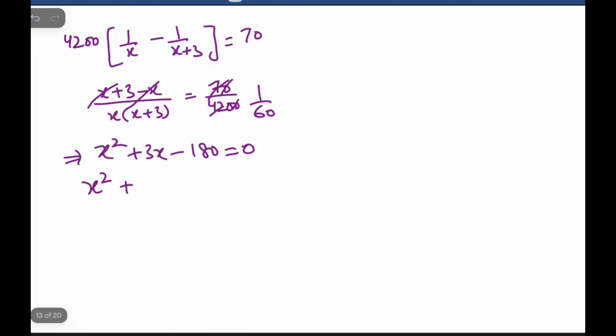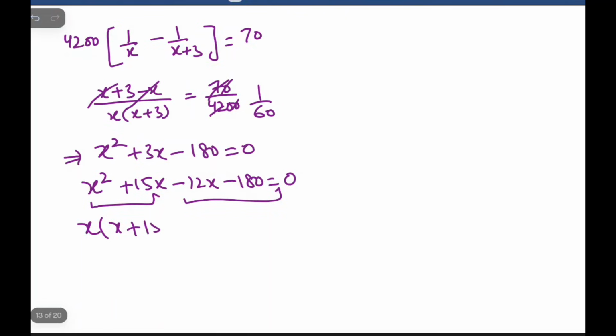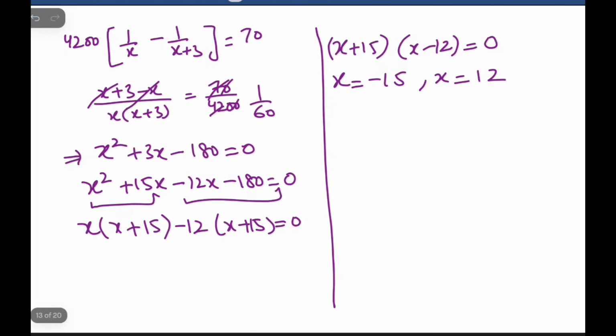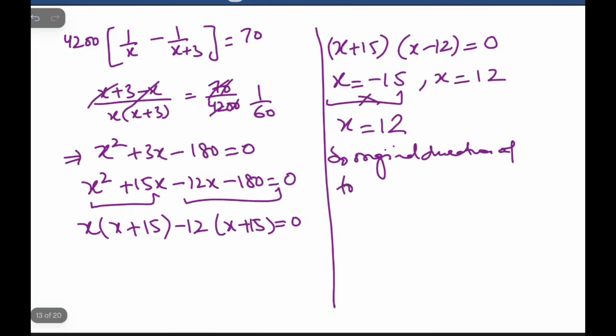Now splitting the middle term, we can write 3x as 15x minus 12x, so x square plus 15x minus 12x minus 180 is equal to 0. Taking x common, x plus 15 minus 12, x plus 15 is equal to 0. x plus 15 times x minus 12 will be equal to 0. So x value will be minus 15 and x value will be 12. Now as x is the number of days, it cannot be negative. So x value is 12. So the original duration of the tour is 12 days.